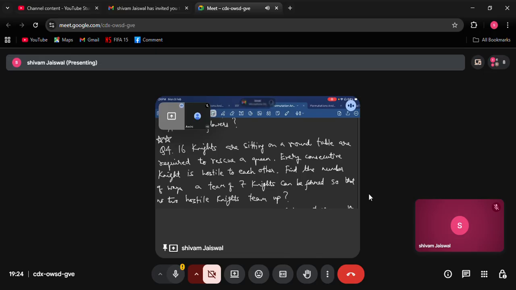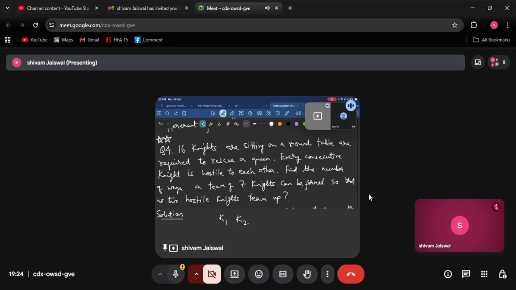There are 16 knights on a round table. They are required to rescue the queen. Every consecutive knight is hostile to each other. Means if two knights are sitting side by side, they are hostile to each other. You people know the meaning of hostile, right? Okay. Means they cannot work together. Something like that.